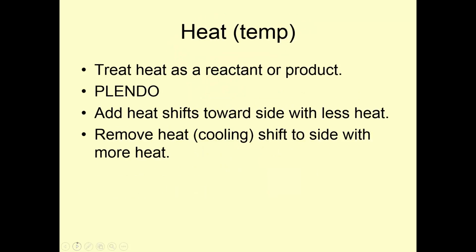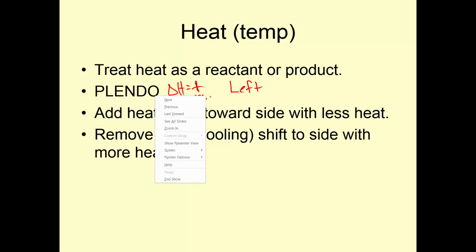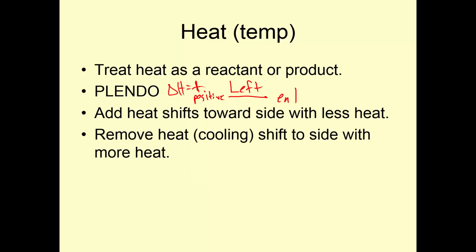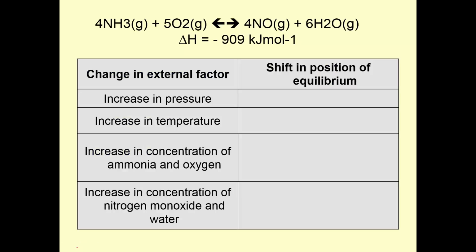Heat is temperature. Treat heat as a reactant or a product. Plendo means if delta H is positive, heat goes on the left, and that means it's endothermic. So if I tell you that something is endothermic, the heat term goes on the left. If I tell you delta H is positive, the heat term goes on the left. Okay? If you add heat, it shifts toward the side of less heat, or it shifts away from the heat. If you remove heat, you're cooling it, and it shifts to replace it.